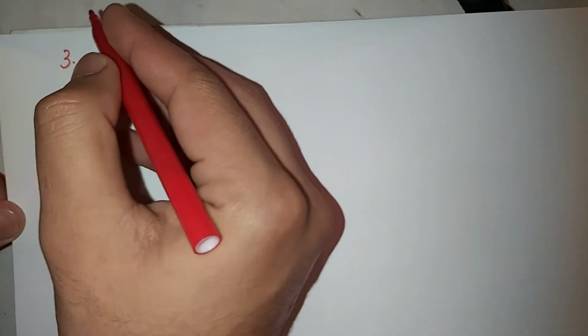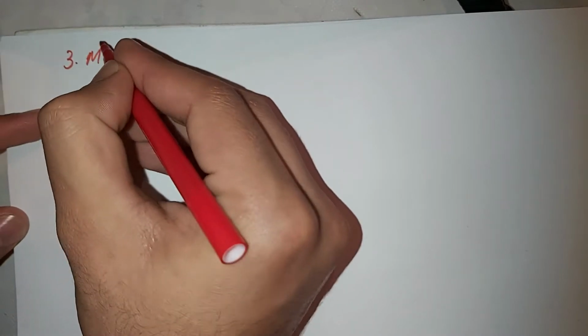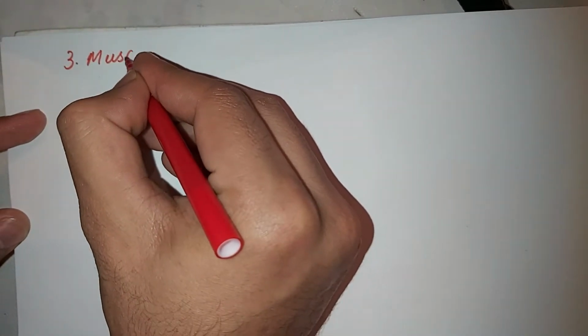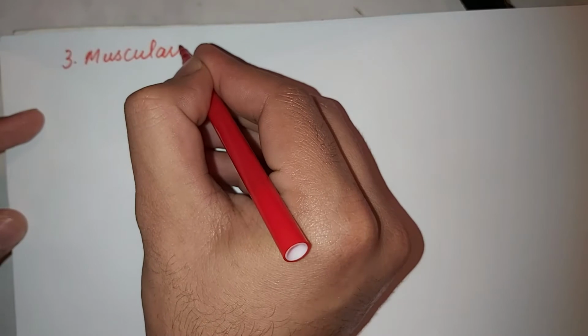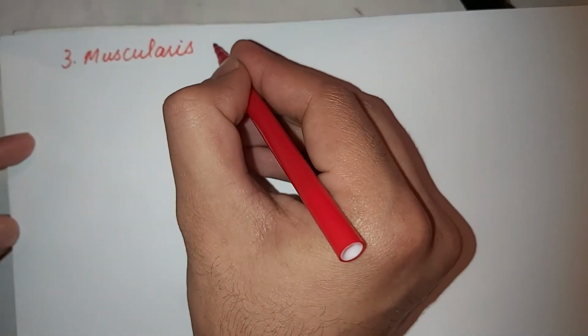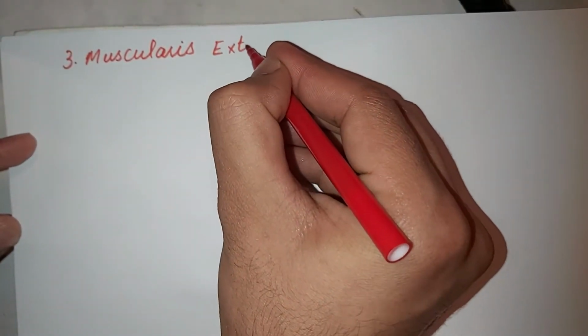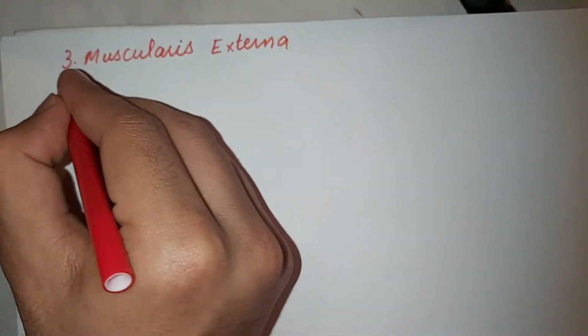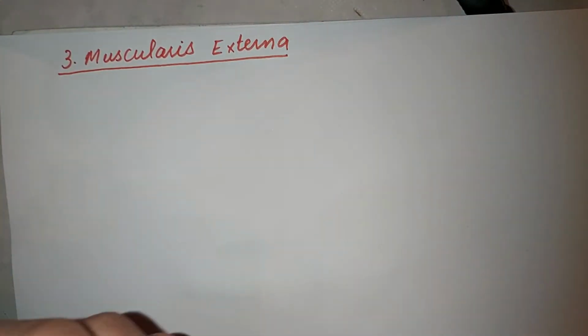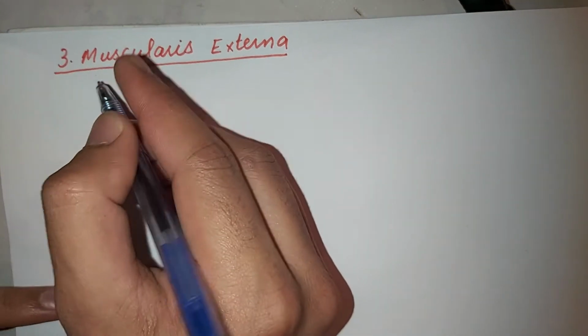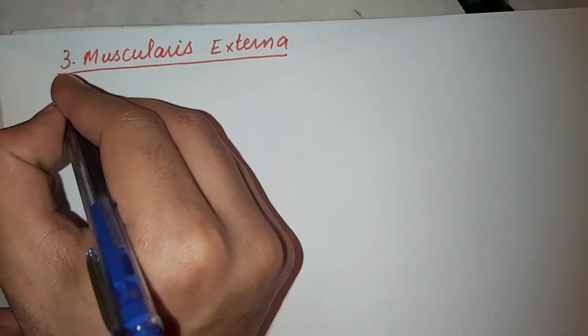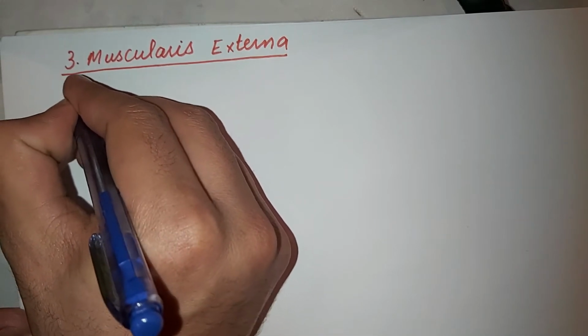Today we will discuss the third layer of digestive tract. The third layer of the digestive tract is Muscularis Externa. What is Muscularis Externa? The layer present beneath the submucosa is called Muscularis Externa.